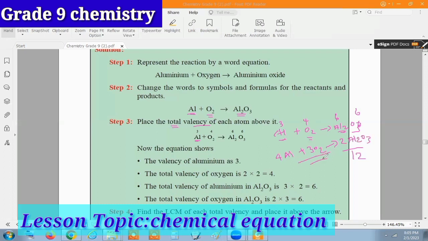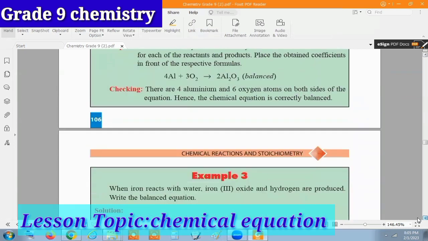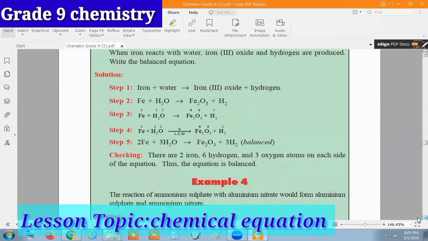Now the equation is already balanced. You can check by using any method you want. The balanced equation becomes that. Okay, now let us continue with the other example.